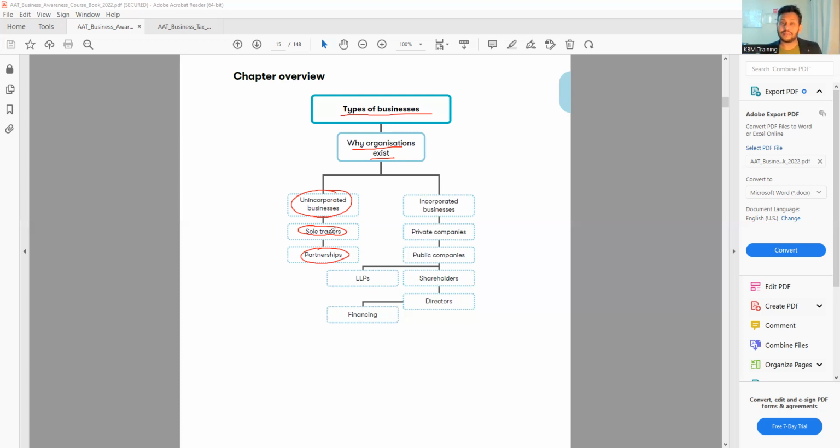But if you're self-employed, you have to buy your things by yourself. So you have to use your own car, your own tools, and everything that you need to perform that work. If you work as an employee, you will have the rights of employment. So you will get the employment rights.